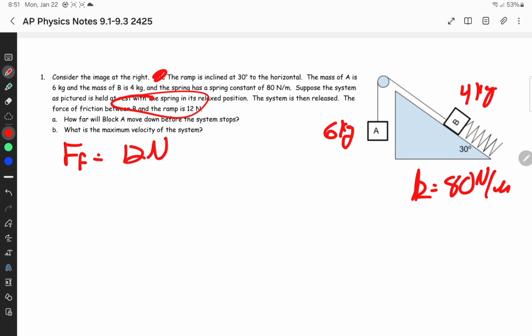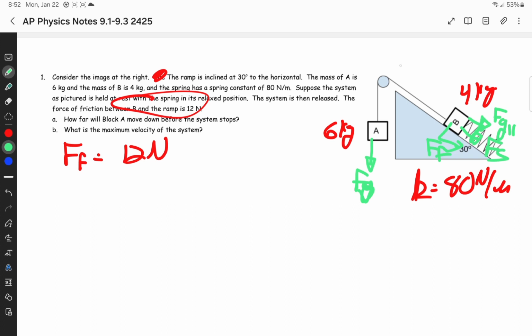And question A wants to know how far the system is going to move. So let's think about what's going to happen. Gravity is pulling A down, and in exchange, it's going to pull B up, right? We're going to have forces pulling B down: the force of gravity parallel to the ramp is working against it, we're going to have the force of the spring, and we're also going to have the force of friction. Holy moly, so we've got a lot going on here, right?